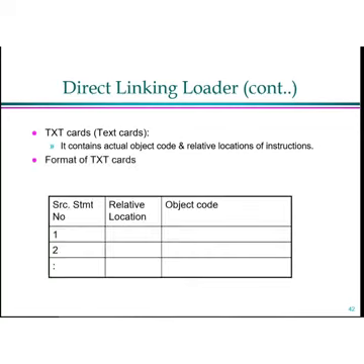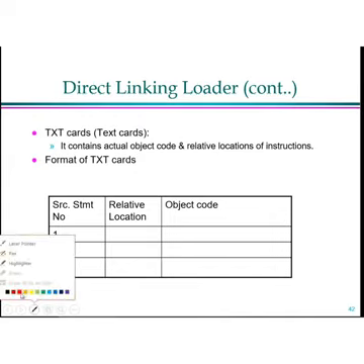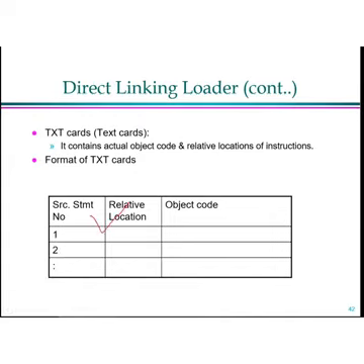So it will be having two main fields, but I have added a source statement number for our reference. So the source statement number is from your input file, the relative address is your location counter value, and the object code is your translated code by an assembler. In this way, you will be having these three fields. Okay. So I'll take one example and then you'll be able to see the actual text card, how it looks like.